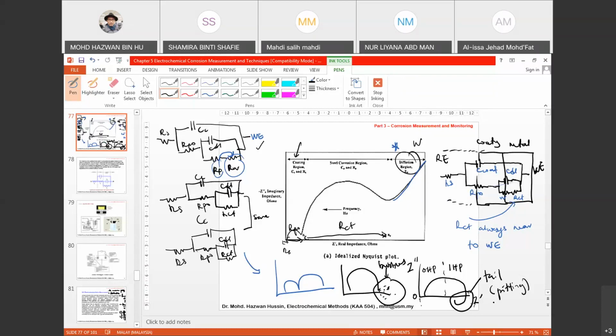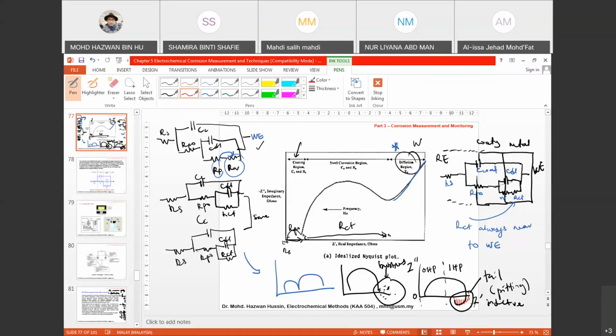So this gives rise to an inductive effect. Inductive effect means that sometimes we have to consider an inductive element in our circuits. But most of the time, if it is too complicated, I will ask the student to delete the points only. We just select the points and delete them. So we just take until here. But if you want to explain the phenomenon, this is actually due to pitting.